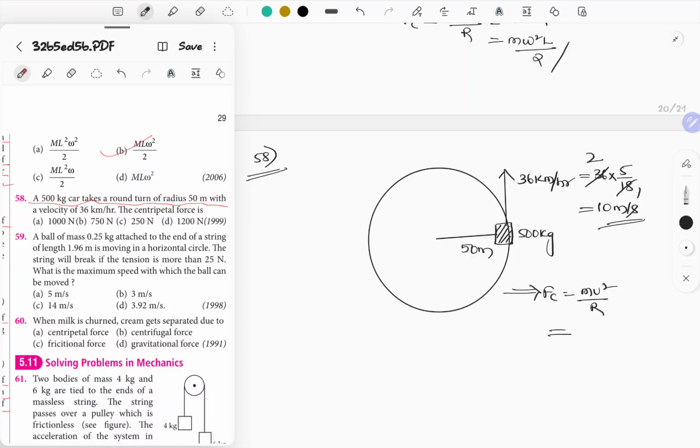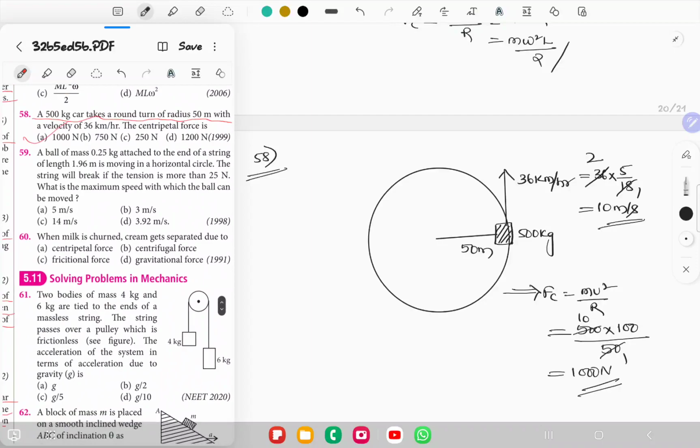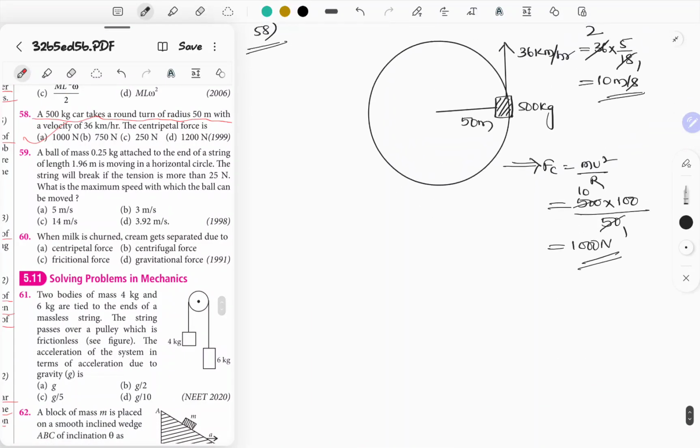So here, what's the mass of the car? 500. Velocity with which it is moving? 10. 10 square is going to be 100 divided by r, which they have given as 50. Super. So 50 ones 50, 50 tens is going to be 1000 newtons. This is the centripetal force acting on that car. So which option is correct? Option A is correct. Super.